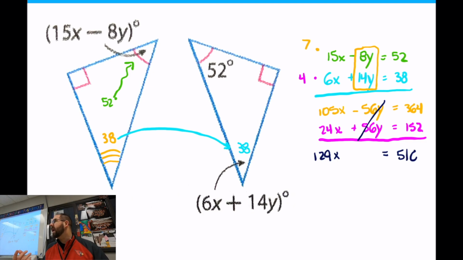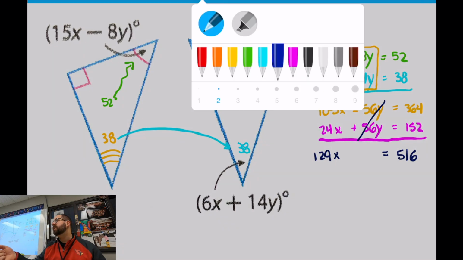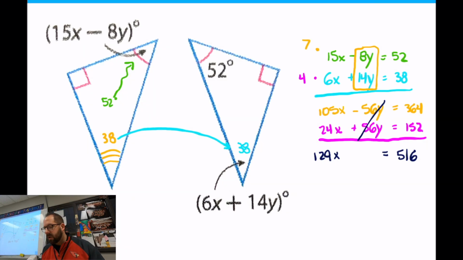You can just take your x and go plug it back in. I would go back up to one of my original equations, either the green or the blue one, and just plug the 4 in. What letter is the 4 going into? X's. So I'm going to, I don't know, let's do the second equation. I like the second one a little bit better, the one in blue. I'm going to go to that second equation, the one that had the 6x plus 14y equals 38. I'm going to take the 4 and plug it into the x.